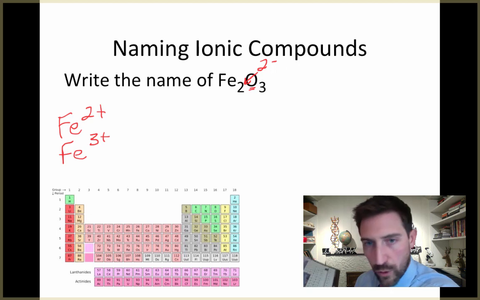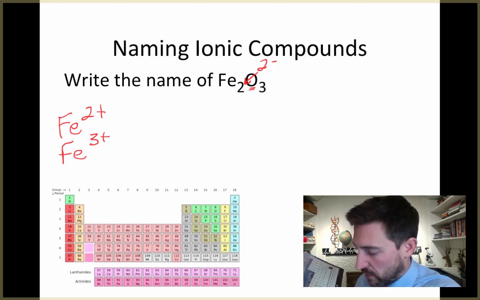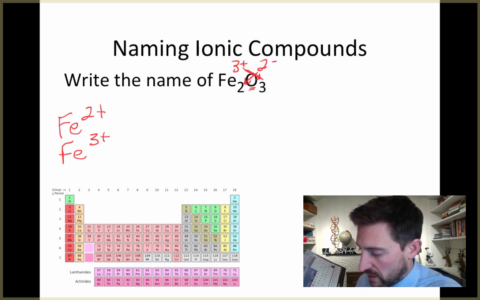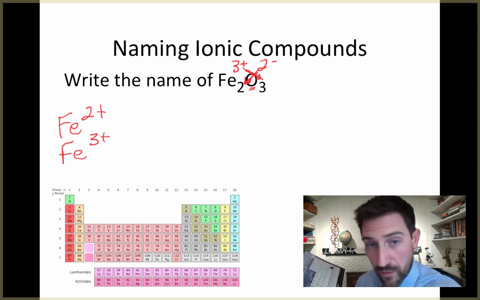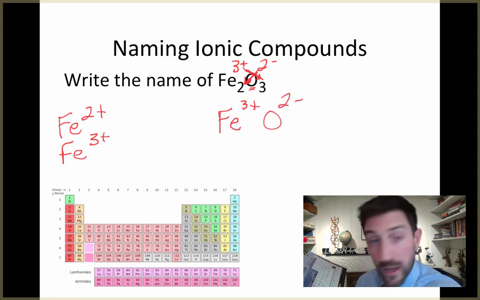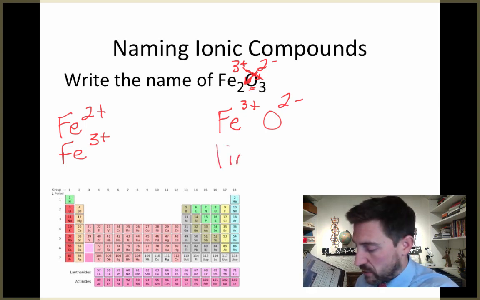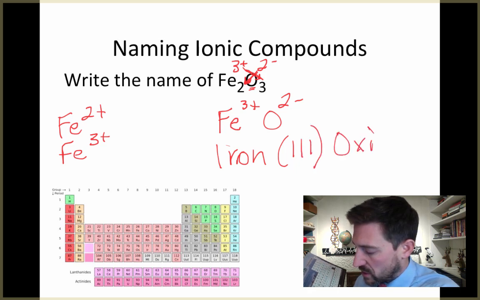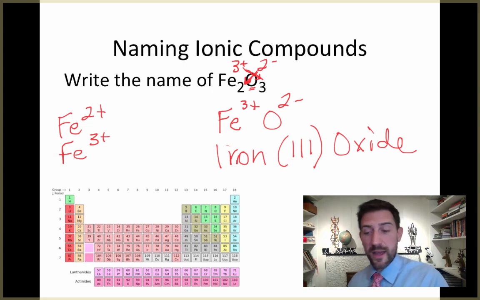Now, if I do the rule where I'm just crossing these over, which is a trick, then this would have to be a 3 plus over here to move down there, and that would have to be a 2 to move over there, which means this has to be Fe 3 plus and O 2 minus. Well, what does that mean for naming? That means I used iron 3 and oxygen, so iron 3 oxide.